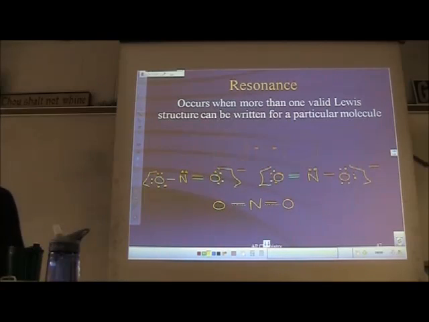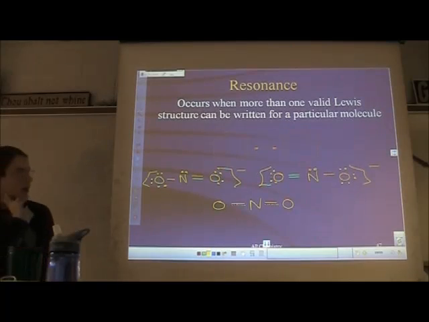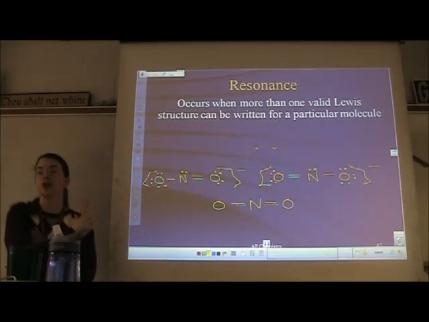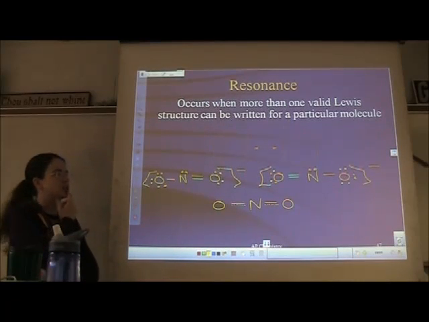That's how you get around saying it. Don't say a bond and a half, and don't draw that picture. You say the bond length is between that of a single and double bond. Okay? I'm going to give you an example question that you might see on free response in just a second.